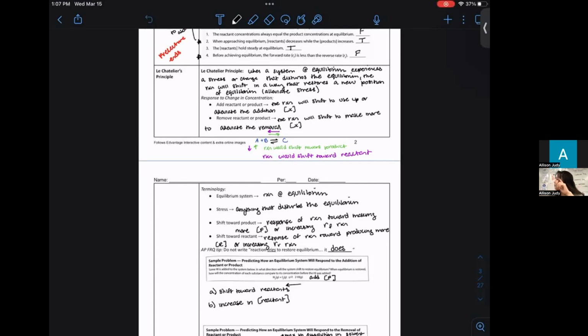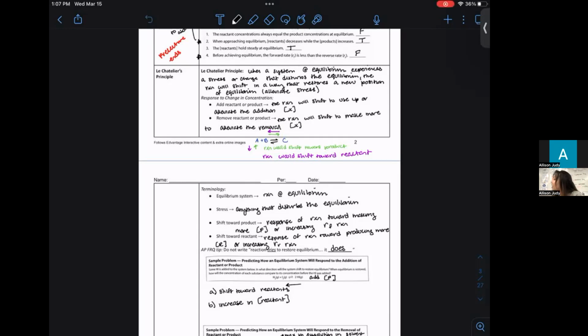Okay. So we would shift toward the reactant. Thank you. So how about B? What if I add heat, temperature, to an exothermic reaction? For an exothermic reaction, heat's treated like a product. So it'd be like adding product. How would my reaction shift in response to establish a new equilibrium? Yes. It would shift toward the reactant because I have to undo that additional heat product.